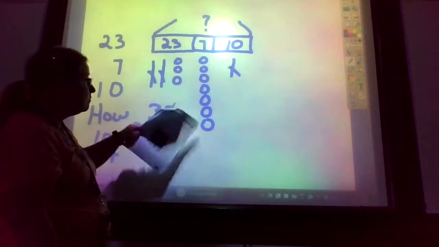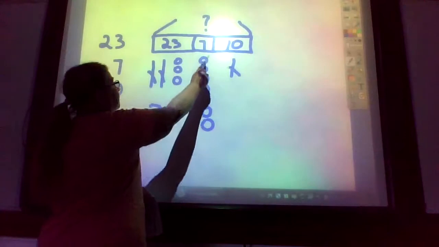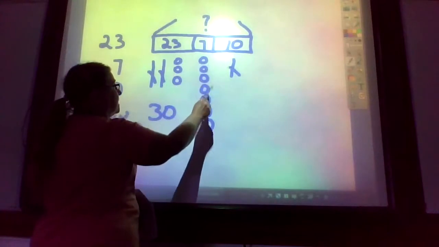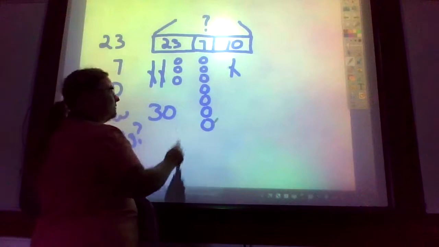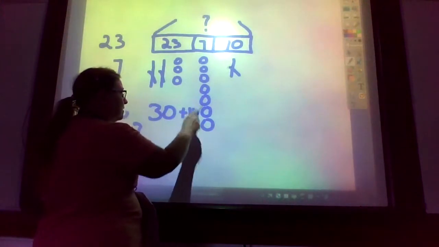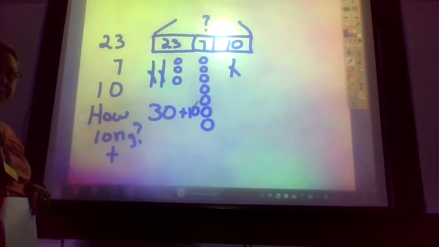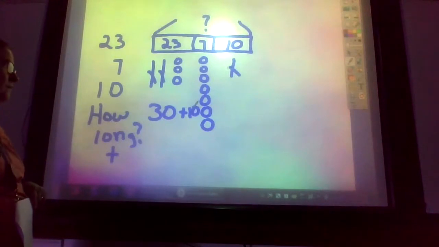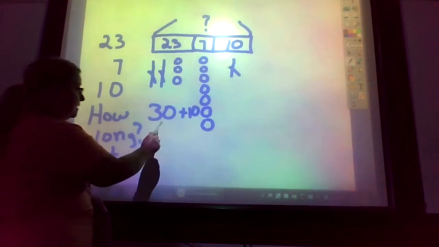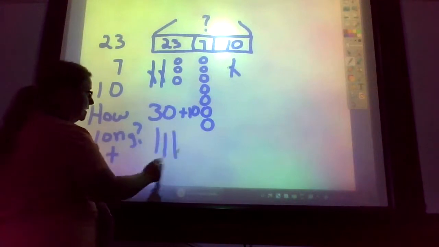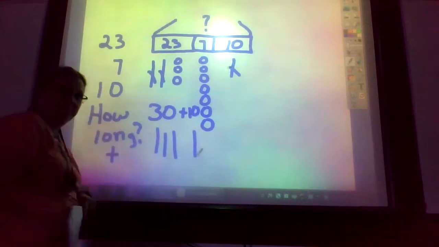Now I'm going to count my circles. 1, 2, 3, 4, 5, 6, 7, 8, 9, 10. Oh, I have 10 more. So now I'm down to 30 plus 10. I'm going to draw some more quick draws. I have 30. 1, 2, 3. 10, 20, 30. I have another 10.